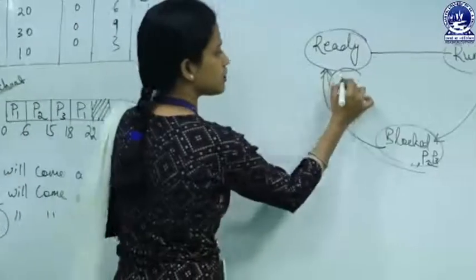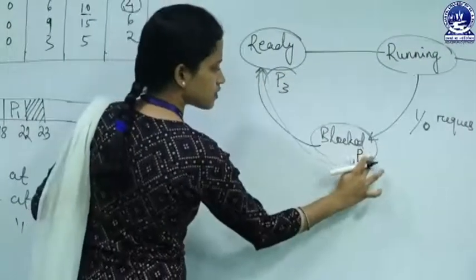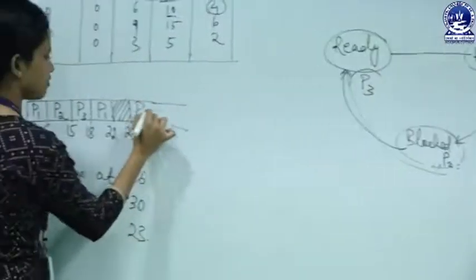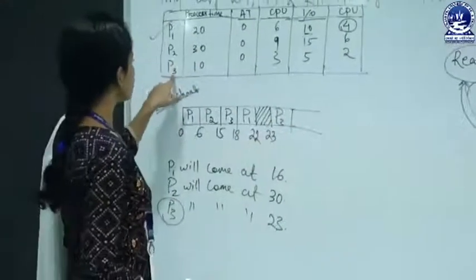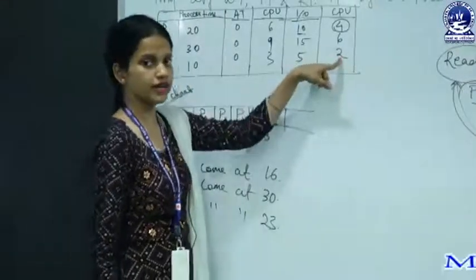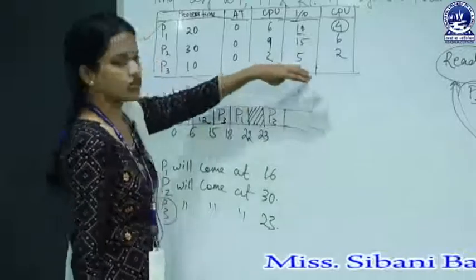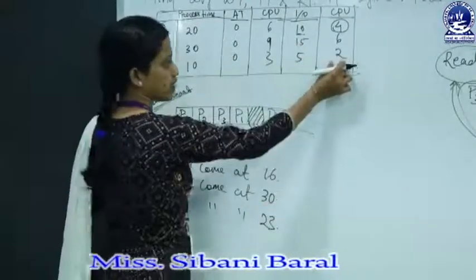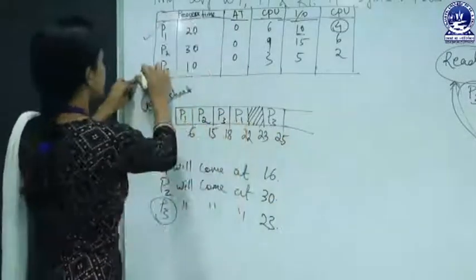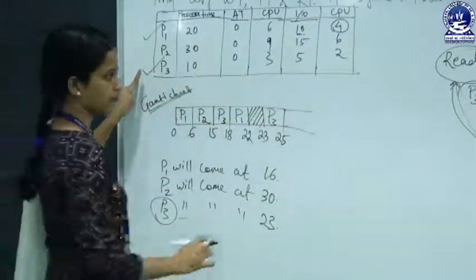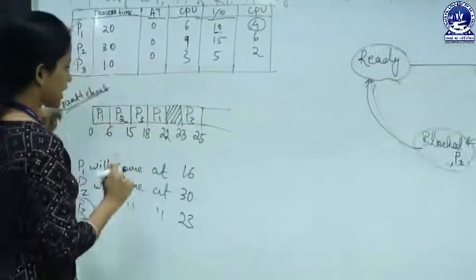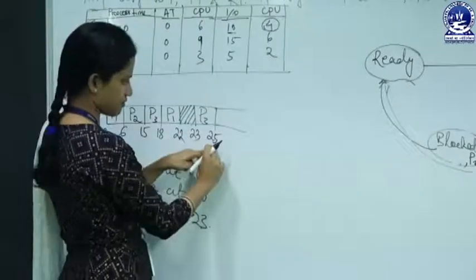Now in ready state, P3 is there. Okay, so we will allocate P3. For how long? See the rest of the time, that is 2 units of time. It has already completed 8 units of its process time. And the rest is 2 units of time, that is 25. Now P3 is terminated. Okay. Now the time is 25.